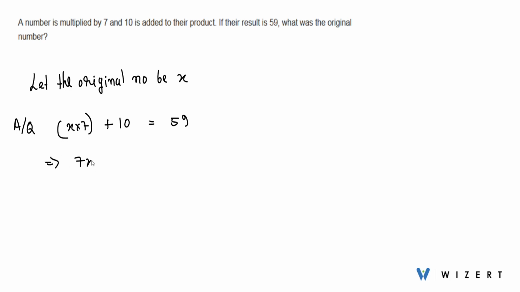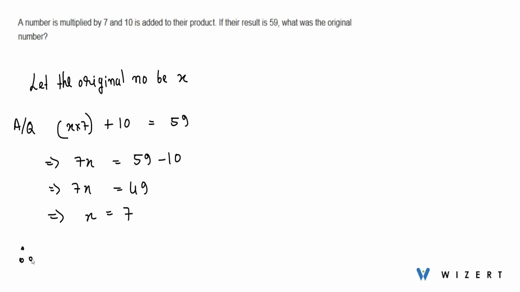So 7x will be equal to 59 minus 10. So 7x will be equal to 49. Now divide both sides of the equality by 7. So x will be equal to 49 upon 7, which is nothing but 7.